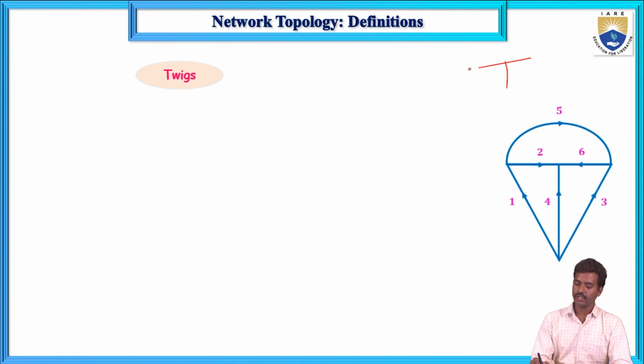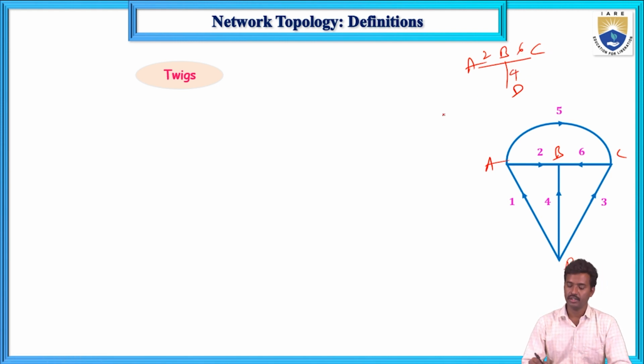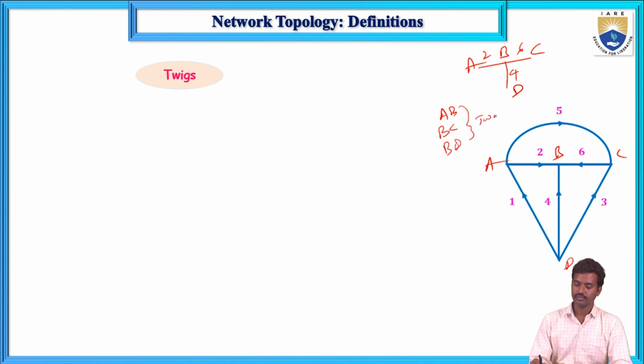So this is one tree A, B, this is C and this is D. Here for this A, B, C and D, 2, 6 and 4. So here AB, BC and BD are twigs.